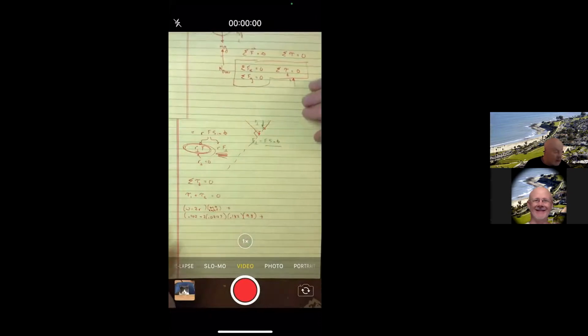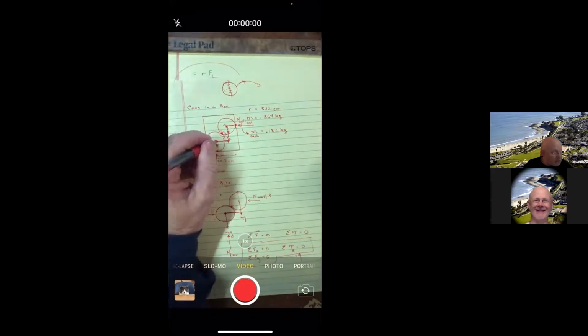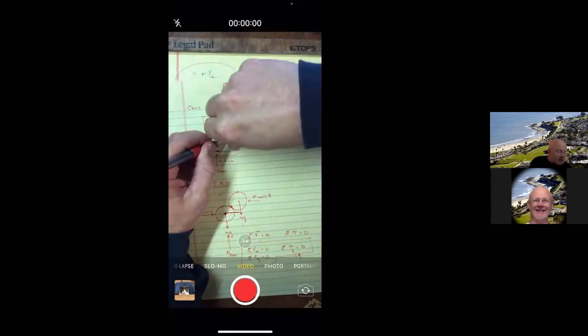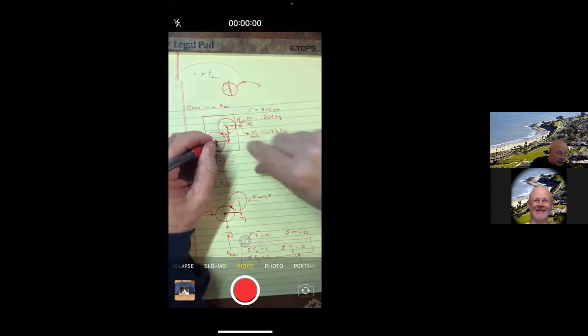All right. And then let me point out here that this torque would be pulling it. So if you think of this as the pivot, the torque pulls it down this way and rotates it in a clockwise direction. Rotates it clockwise.